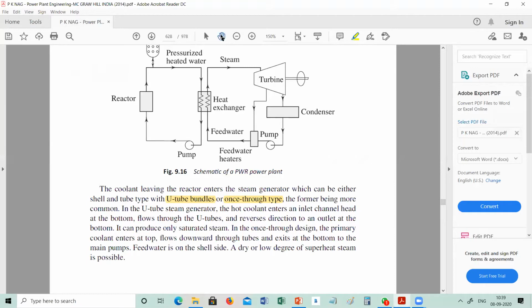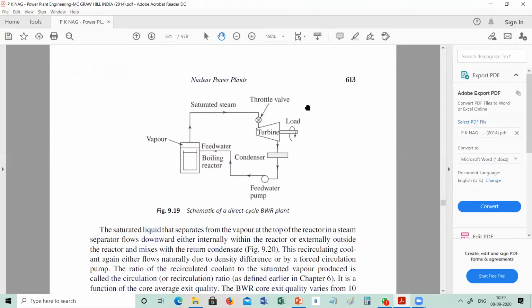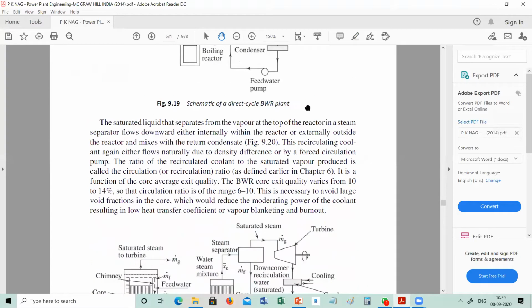We will see what extra information is needed to write in when BWR will be asked. Okay, the extra information, this information is again required. There are two types of BWR plant.